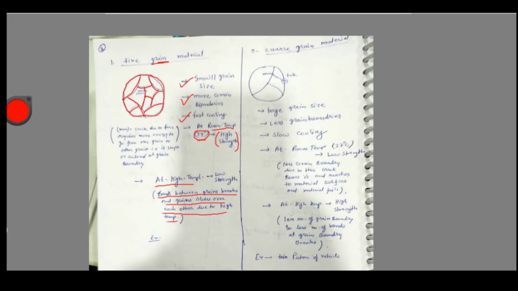Why? Because if one crack occurs due to some force, suppose one crack occurs like this due to applied force, this crack cannot propagate in a longer direction. Why? Because there is so much boundary length. So the crack requires more energy to go from one grain to another grain, that is, it stops or reduces at the grain boundary.